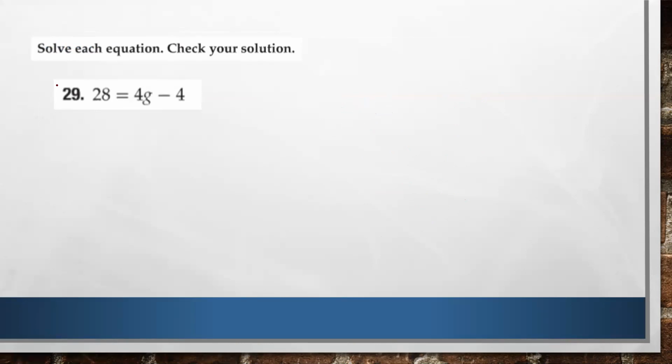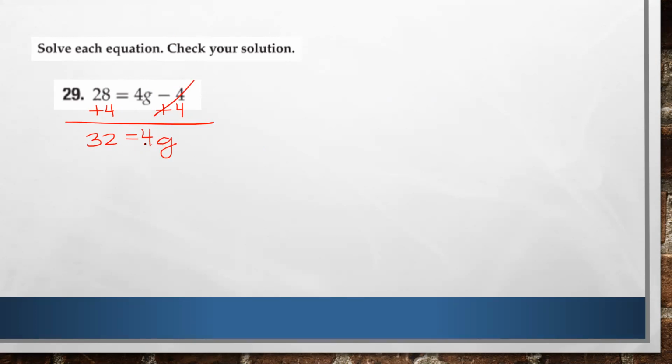Number 29 says we have a two-step equation here. Now we're going to be adding and subtracting something from both sides and multiplying or dividing something from both sides of the equation. First I need to get rid of this -4, so I'm going to add 4 to both sides. 28 plus 4 is 32. And I have 4g, and then this -4 is 0.